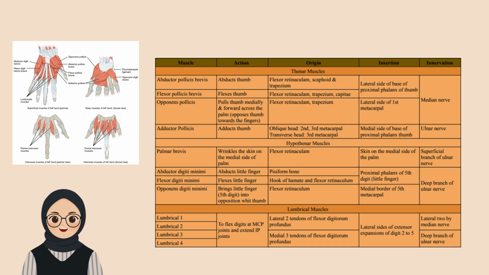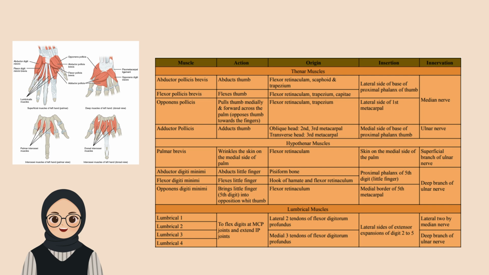The opponens pollicis. The action is pull thumb medially and forward across the palm, opposing thumb towards the fingers. The origin is flexor retinaculum, trapezium, and the insertion is lateral side of first metacarpal, and the innervation is median nerve. And the last is adductor pollicis. The action is adduct thumb. The origin is oblique head, second, third metacarpal. Transverse head is third metacarpal, and the insertion is medial side of base of proximal phalanx of thumb.